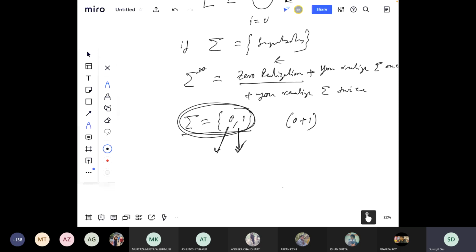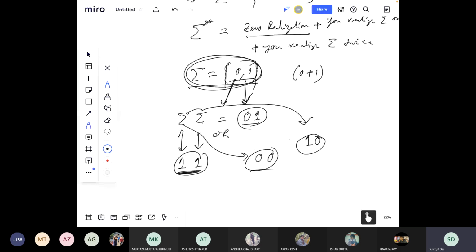It is sigma square. So another realization may be that the first time you take a 0 out of this set, and for the second realization you take another 0. So 0, 0 is also a valid string. Another realization may be you take a 1 in the first realization, and in the second realization you take a 0. So all these are strings of sigma 2, right? So how do you formally write this in terms of closure operations?